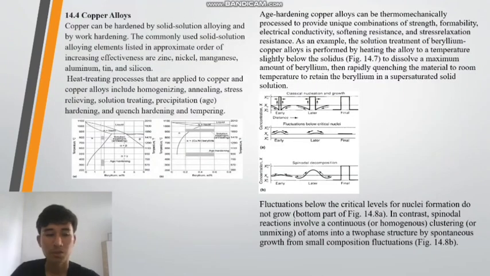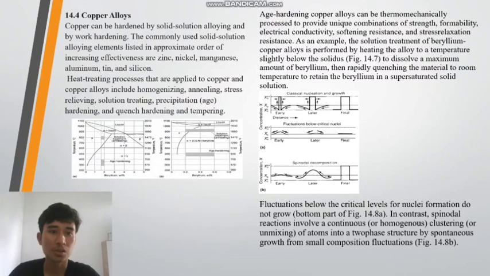Next, 14.4 copper alloys. Copper can be hardened by solid solution alloying and by work hardening. The commonly used solid solution alloying elements, listed in approximate order of increasing effectiveness, are zinc, nickel, manganese, aluminum, tin, and silicon. Heat treating processes that are applied to copper and copper alloys include homogenizing, annealing, stress relieving, solution treating, precipitation, age hardening, and quench hardening and tempering.